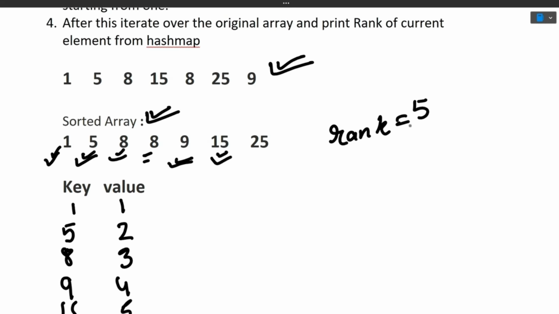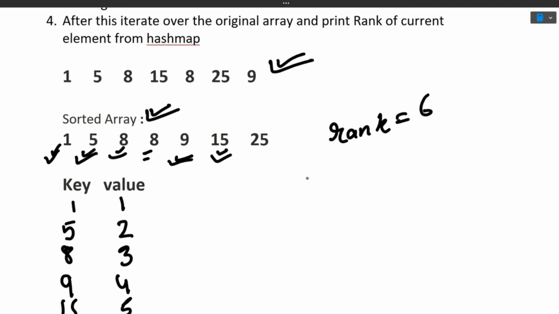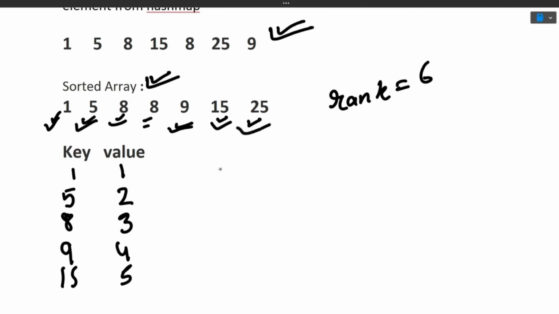Okay, this element is done. Rank is updated to 6. Okay, now next is 25. So 25 is also not in the hash map, so we will add 25, and the value will be 6. That is the rank variable. So this is how all the variables will now be present in the hash map, with the key as their original value and the value in the hash map as their rank.